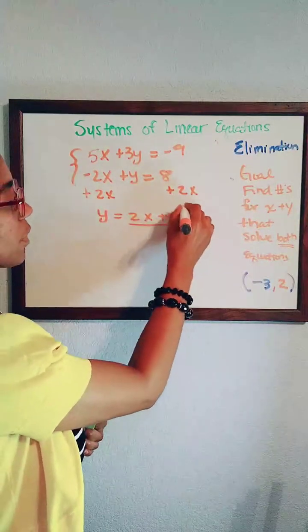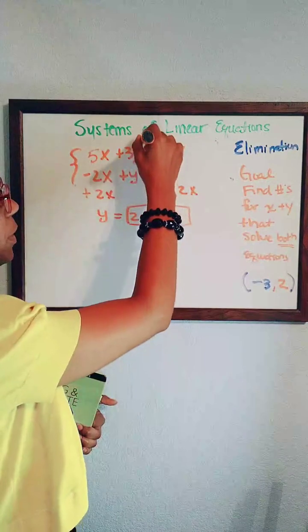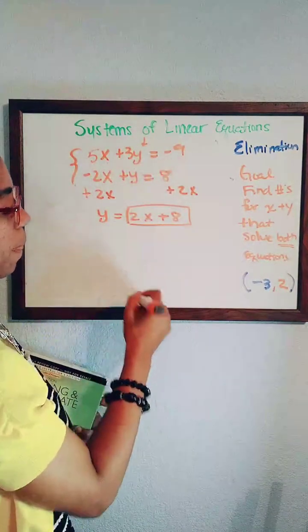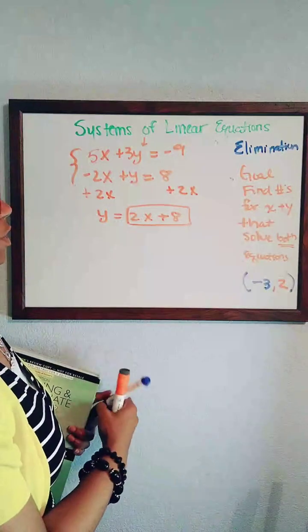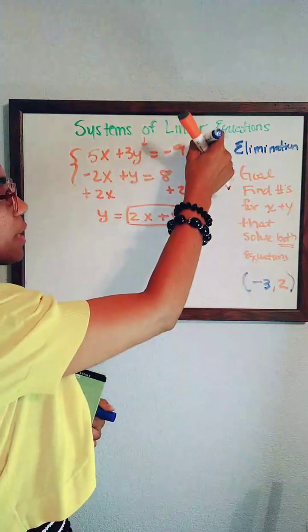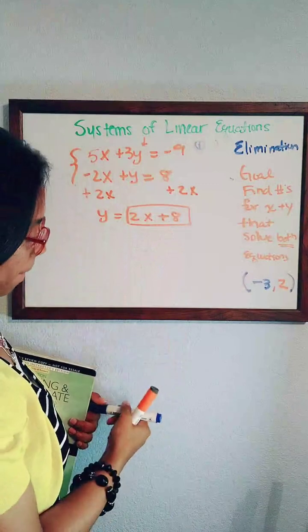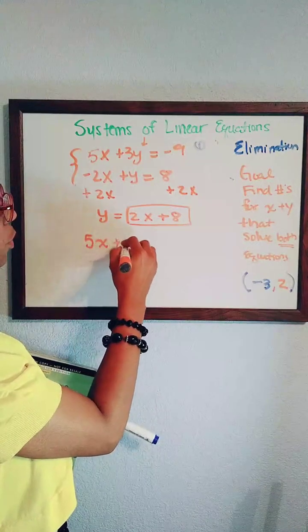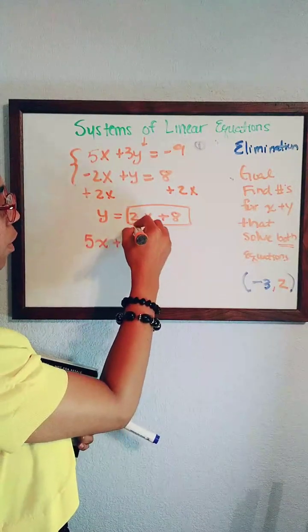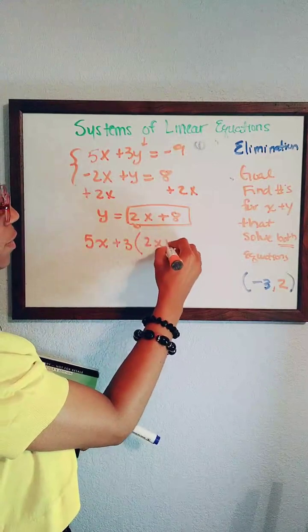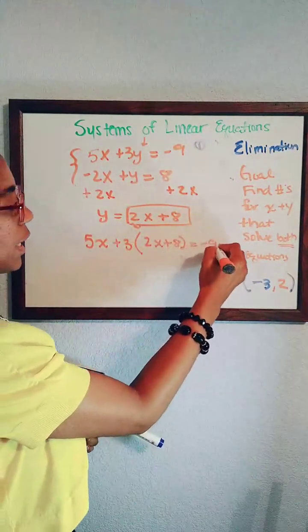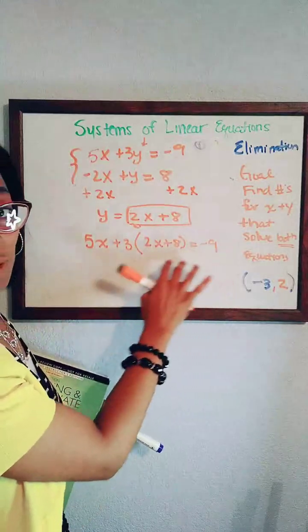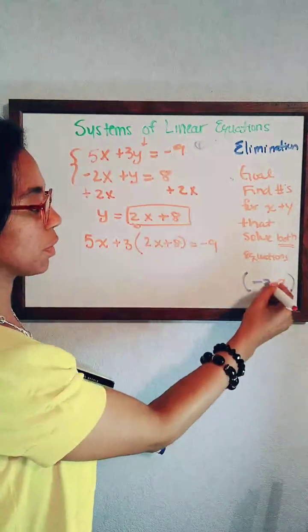So I'm going to take all this information right here and I'm going to put it up here in this top equation, right? So I'm going to rewrite my first equation with my second equation solved out. So I got 5x plus 3 times, remember I'm putting all of this information in, 2x plus 8 is equal to -9. Now I'm just going to simplify this so that I can get it down to one variable.